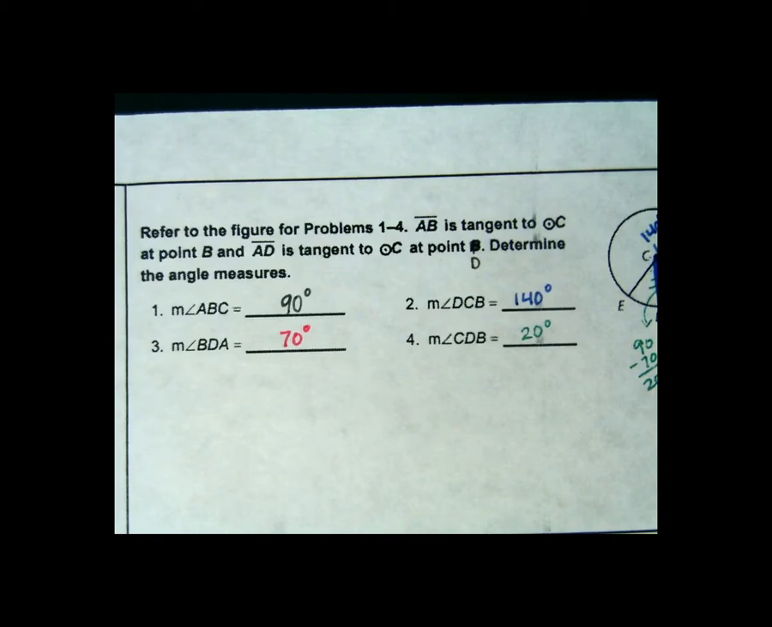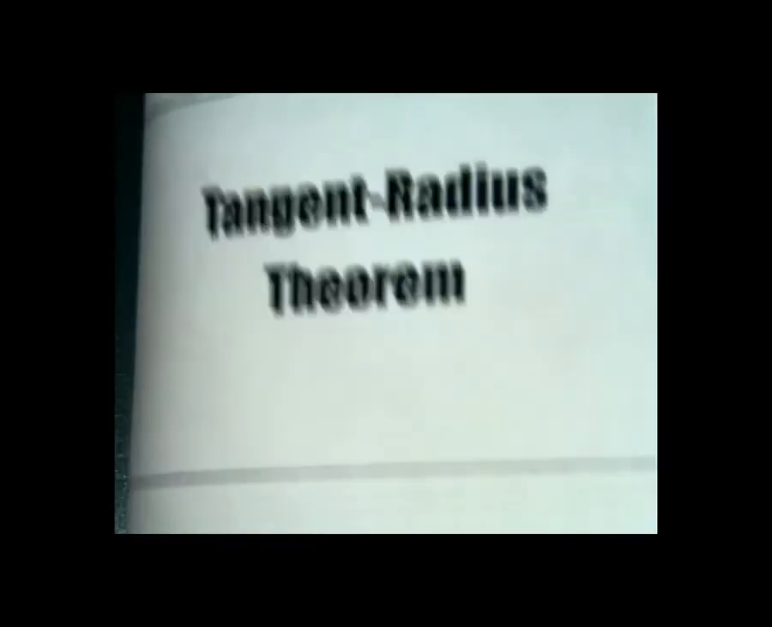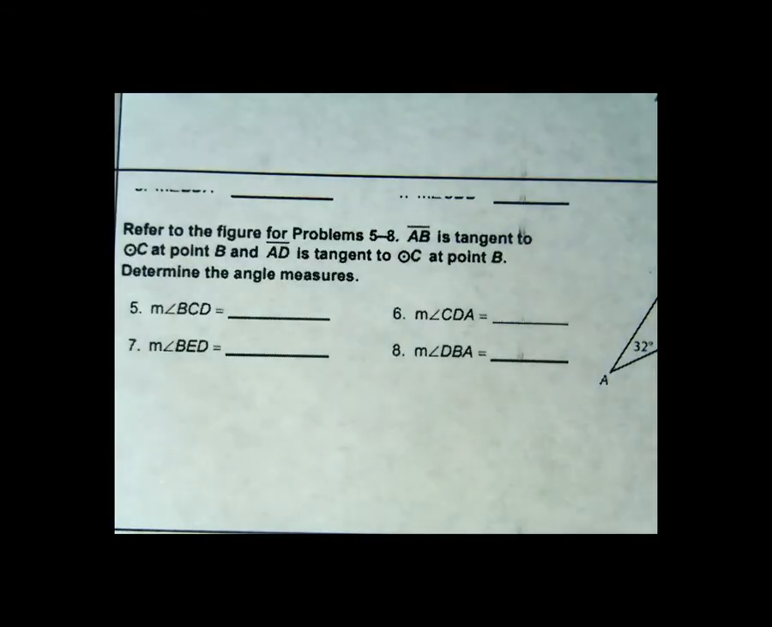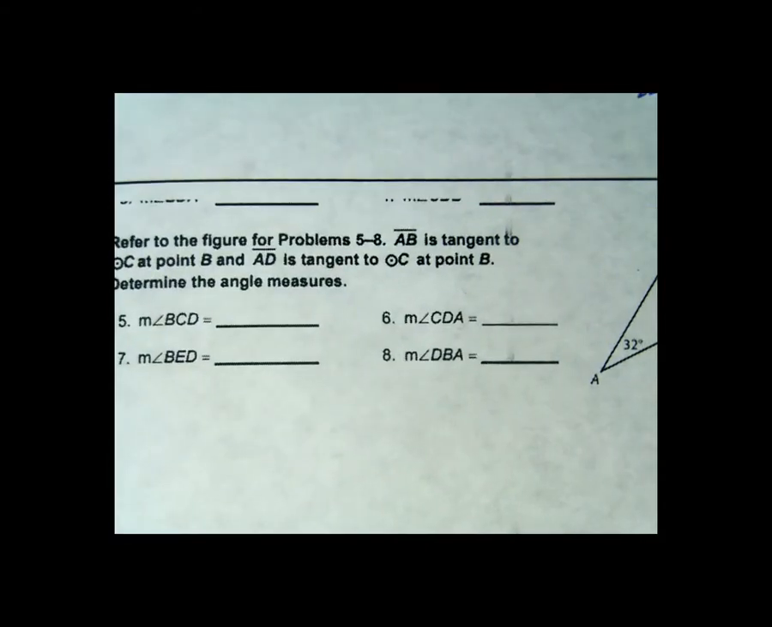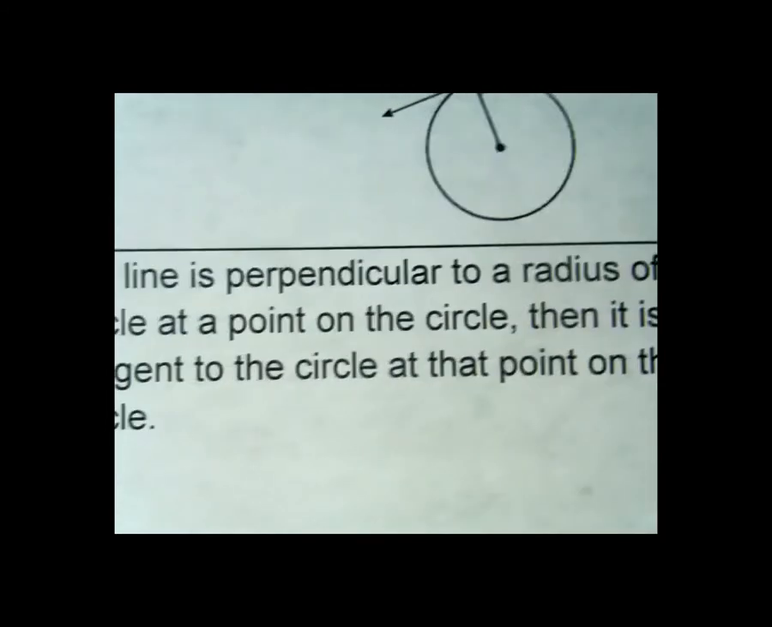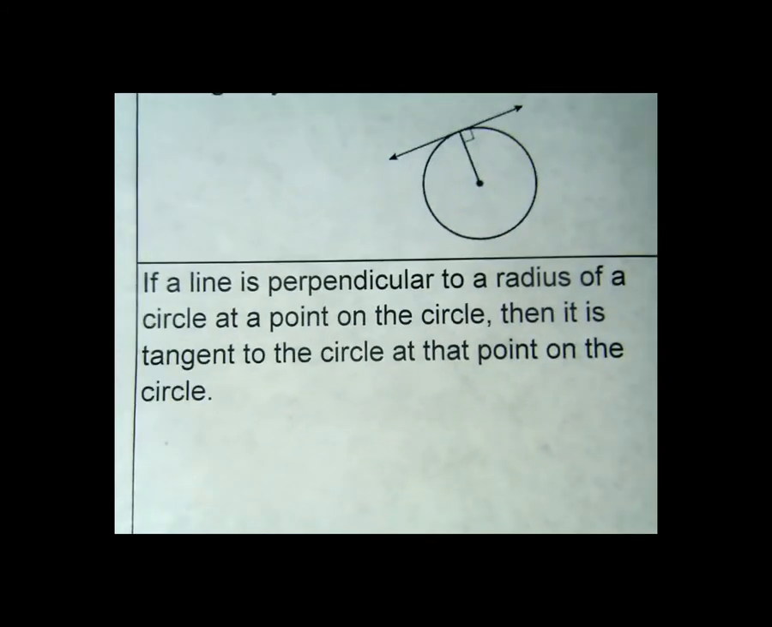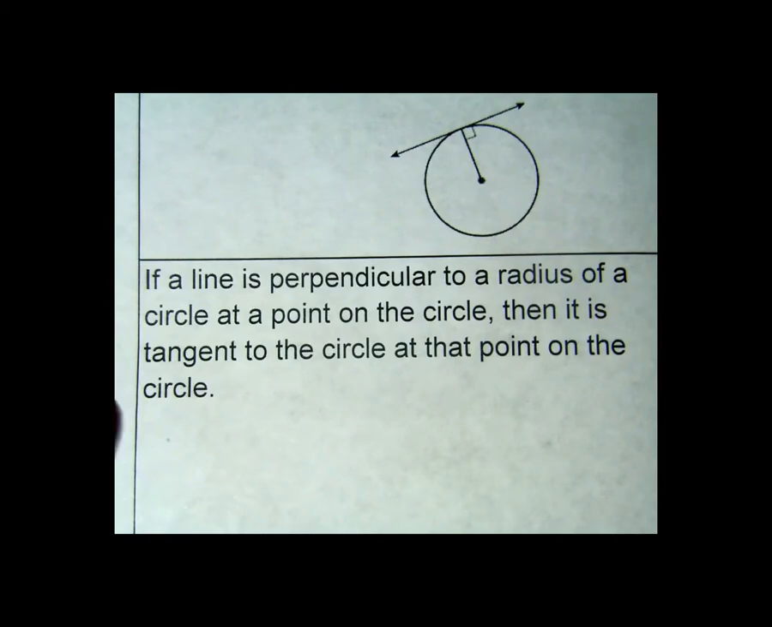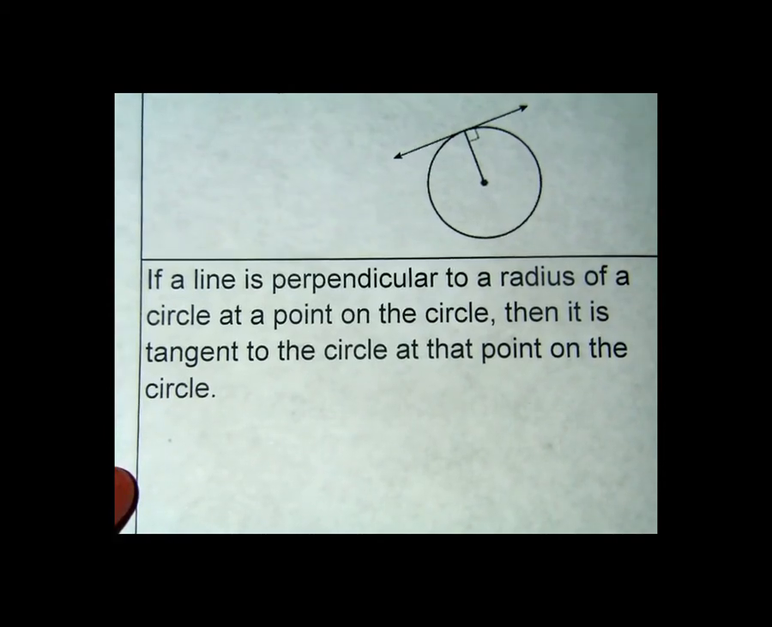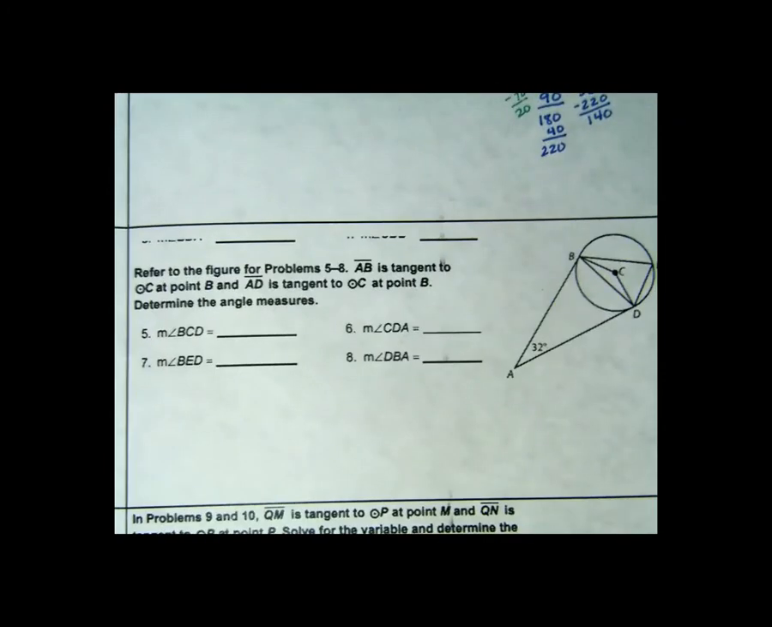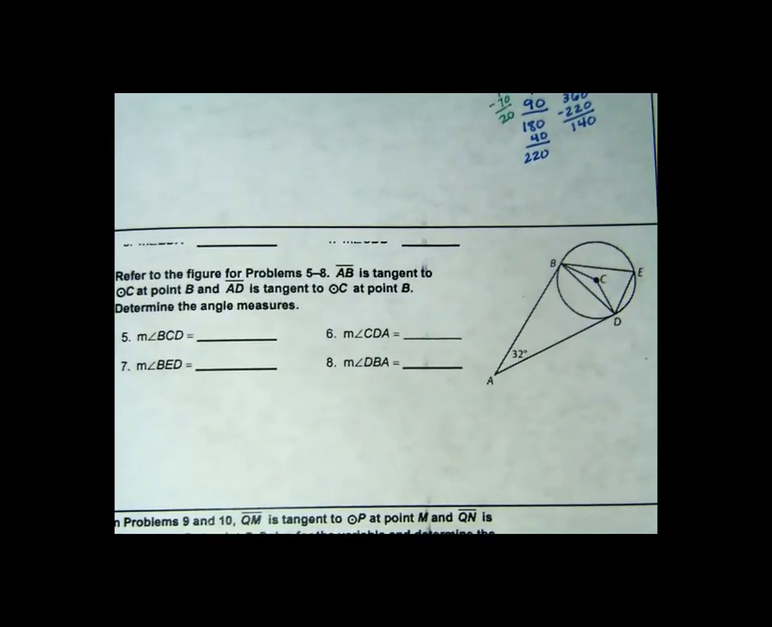I want you guys to work on 5 through 8. Before you do, though, 5 through 8 is talking about the converse of the tangent radius theorem. Well, what is a converse again? The opposite. So now it's saying, hey, if the line is perpendicular to the radius, then it's a tangent to that circle. The problems are pretty much the same, though. So work 5 through 8 with that measure given, and we'll go over those in a minute.